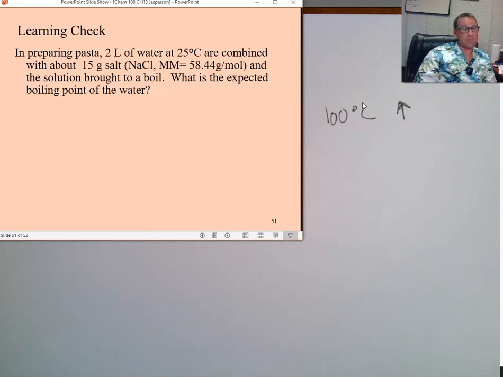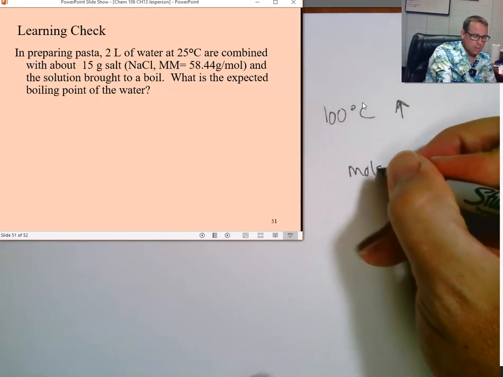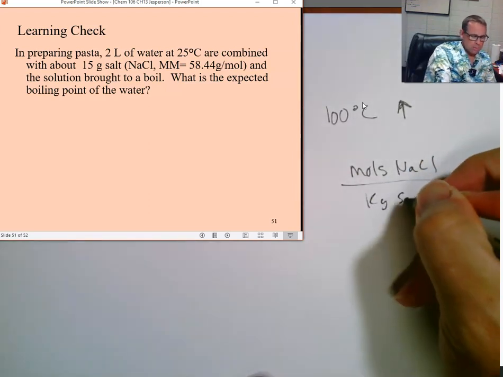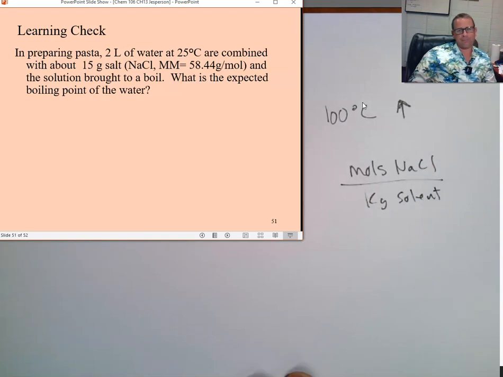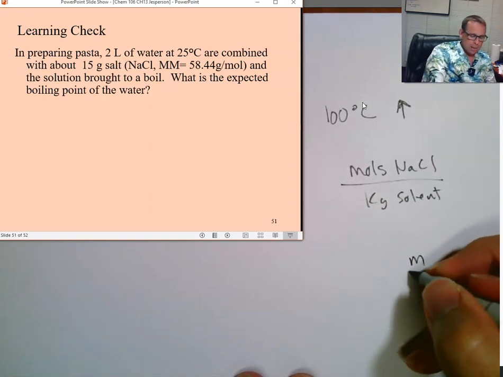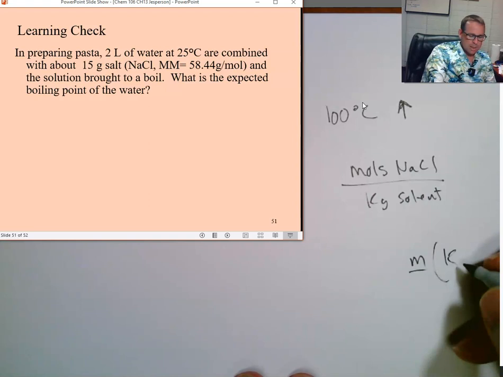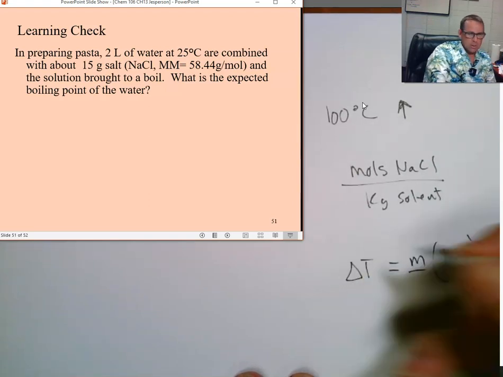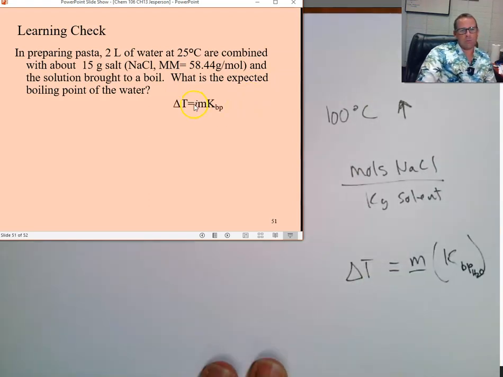The mole, specifically the molality, right? The molality. So we want moles of NaCl over what? Kilograms of solvent. Very good. And then once we have the molality, we can multiply it by the K boiling point of water, and that will give us the change in temperature of our water.